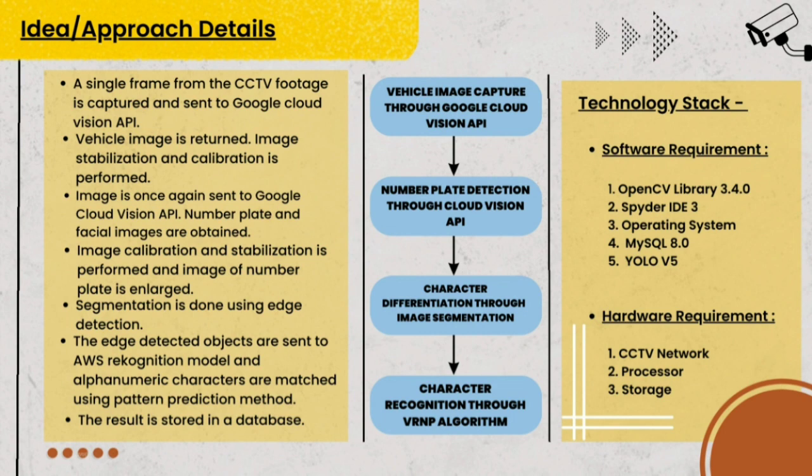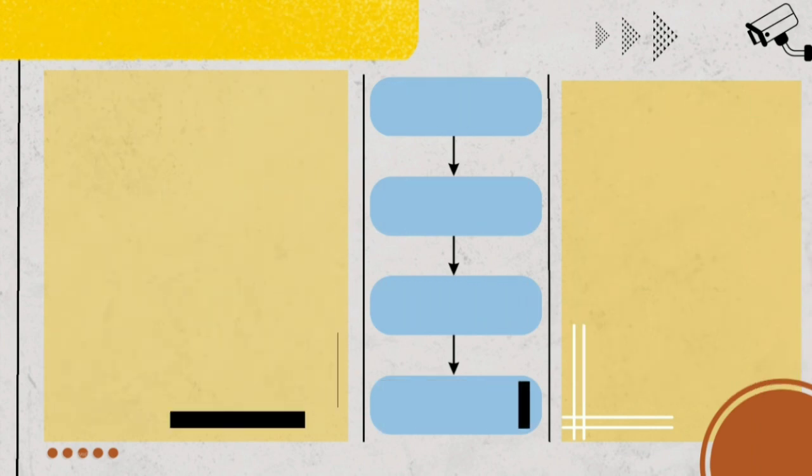Then we have Spyder IDE for executing our Python programs. For the operating system, mostly Windows 10 would be used, and we are using MySQL as a database for storing our data of the vehicle registration number and the facial images. And fifth, we have YOLO v5 that is used for dataset training purposes. Now, coming to the hardware requirements, we need a CCTV network, a processor, and a huge amount of storage for storing the data in a database.